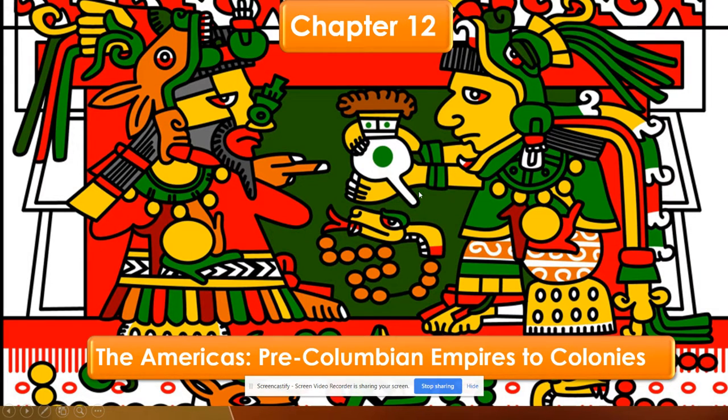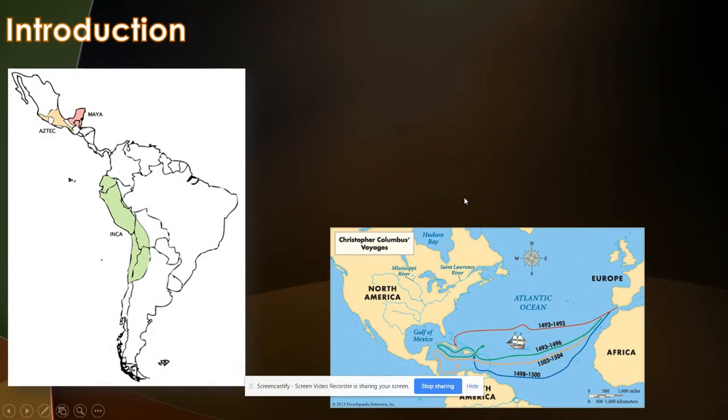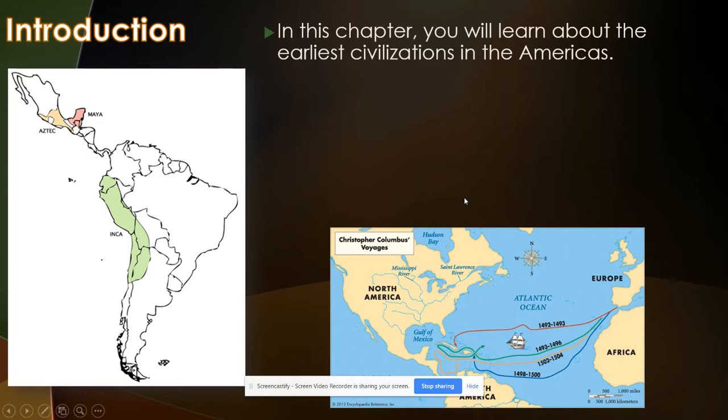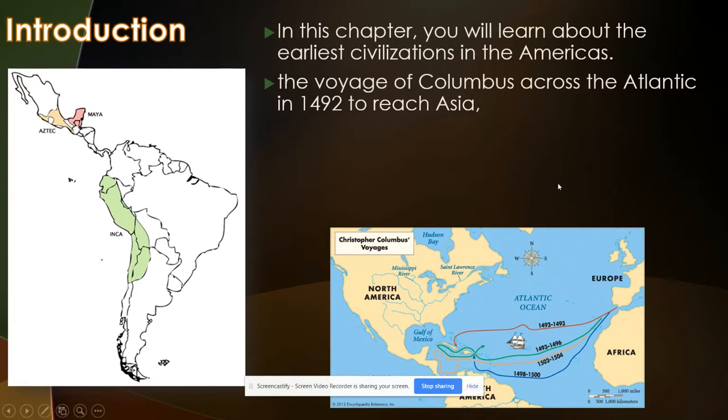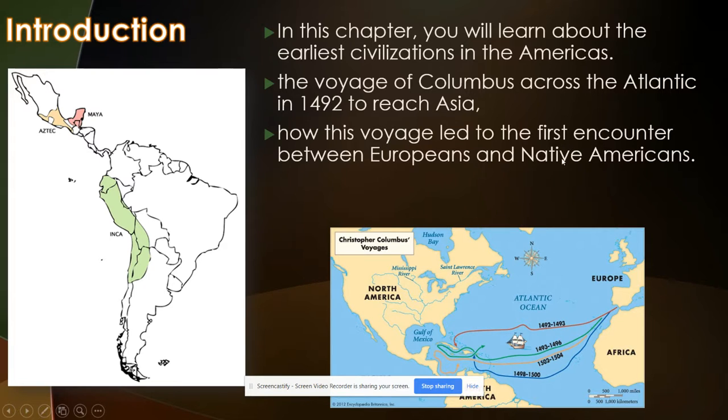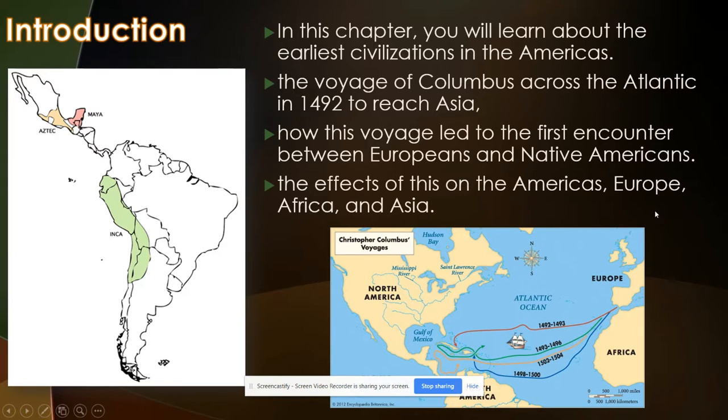All right, so looking at chapter 12, the Americas, pre-Columbian empires till the colonies. In this chapter, you're going to learn about the earliest civilizations in the Americas, the voyage of Columbus across the Atlantic in 1492 to reach Asia, and how this voyage led to the first encounter between Europeans and Native Americans. The effect of this on the Americas, Europe, Africa, and Asia. So we see the different empires at the time: pre-Columbian empires, Aztecs, the Mayans, and then the Incas. And here, of course, are the 4 trips made by Columbus as he comes to the Americas.